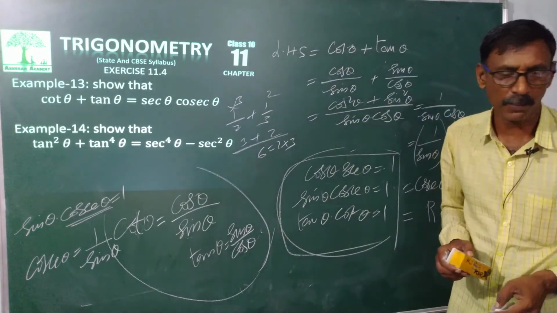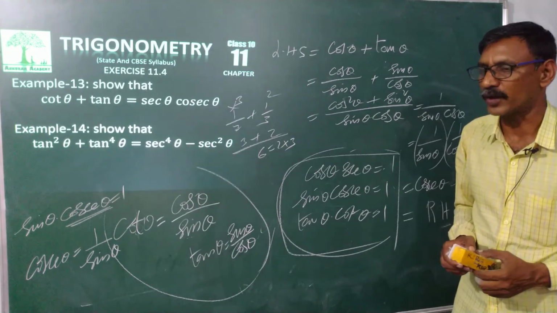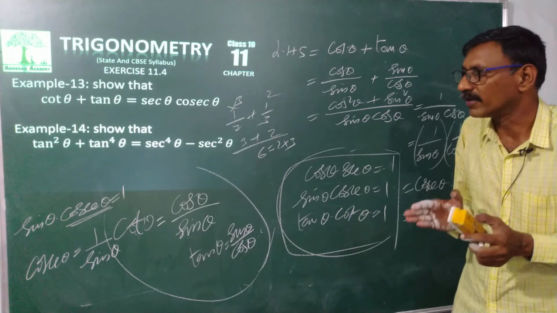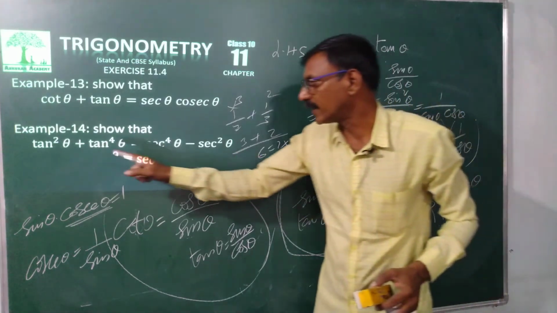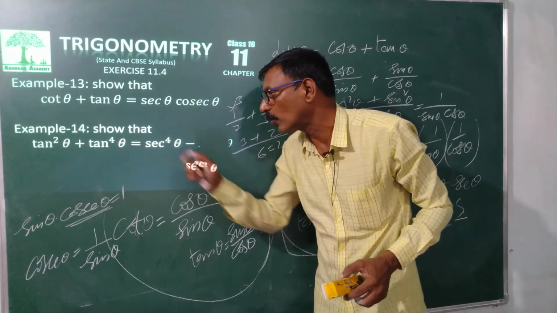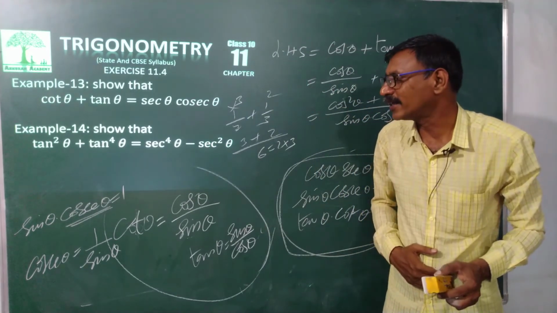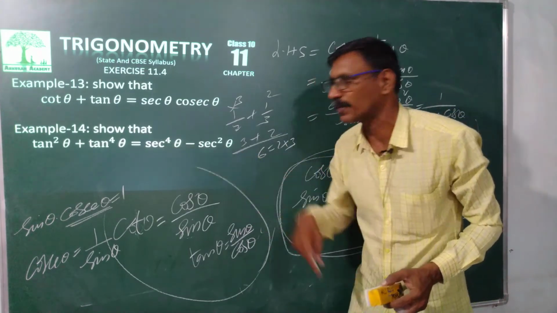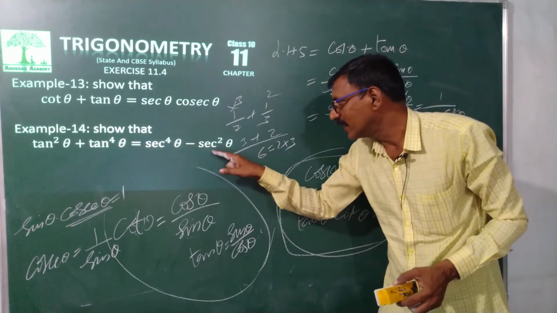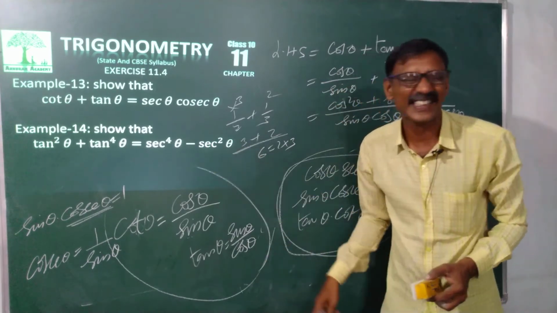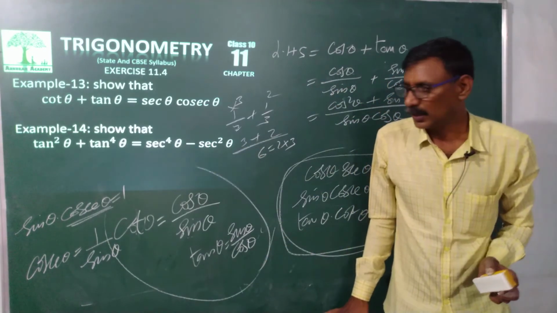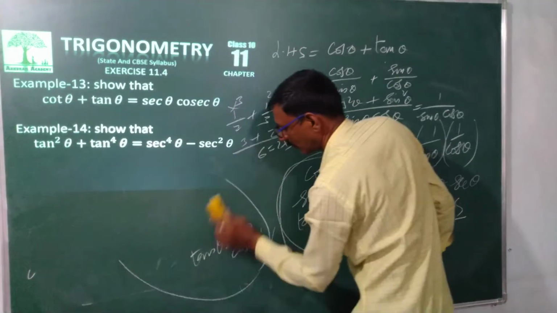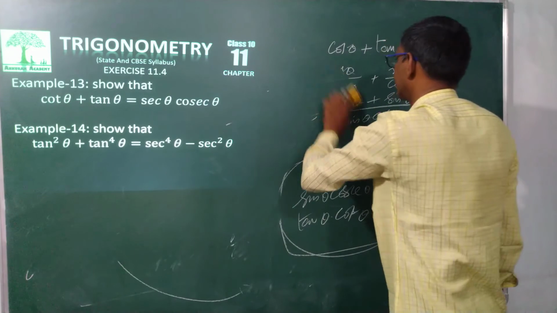This is also very important. Using identities, I would like to prove this one. I would like to take LHS and I will go to RHS. In LHS, tan square theta plus tan to the power 4 theta is equals to secant theta whole to the power of 4 minus secant theta whole square, in shortcut secant square. That's all. So now, okay, we'll take LHS and I will go to RHS.